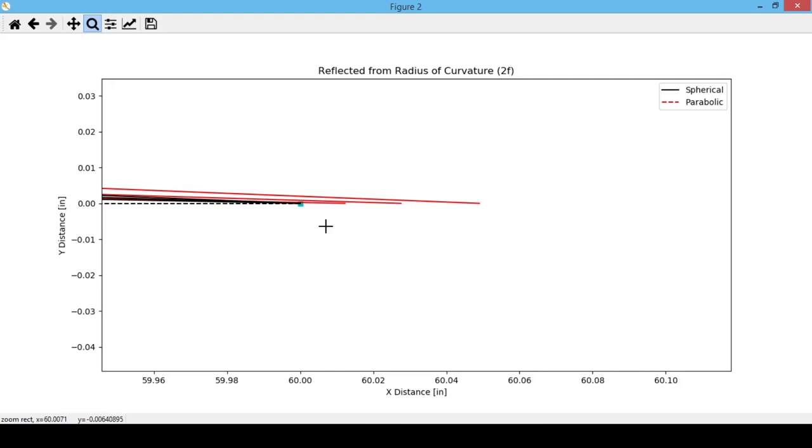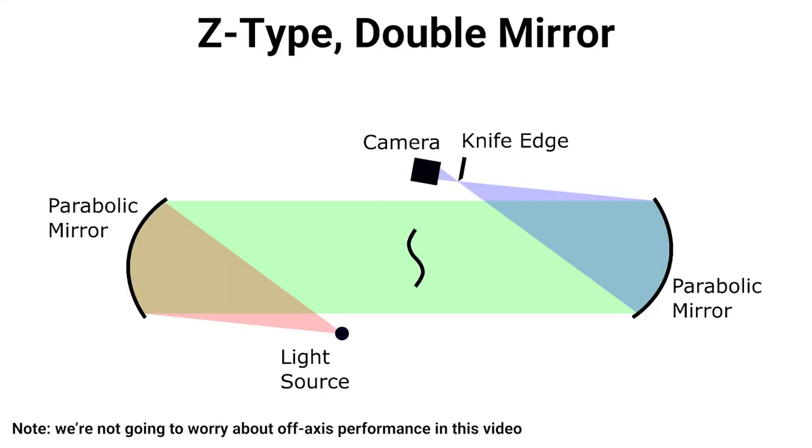This is why those of you who have used a parabolic mirror from your telescope can still get really nice images for the double pass system, even though it's not the optimal mirror for this system. Now let's check out how the mirrors work for a Z-type system, which uses two mirrors. In this system, the light from a point source is collimated by the first mirror, then transmitted to the second mirror, which then focuses the light down at the knife edge and into a camera.